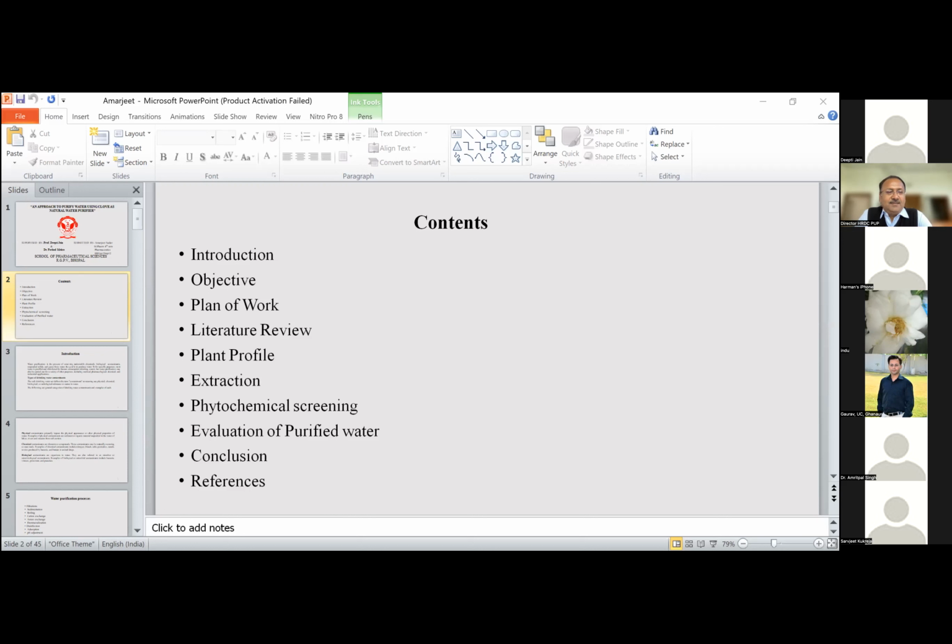So this is a simple procedure. We have prepared ethanolic extract.